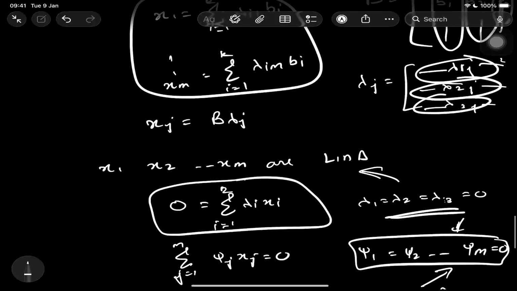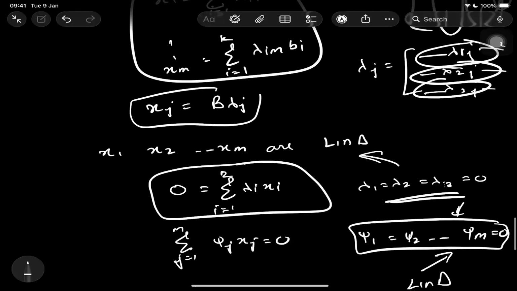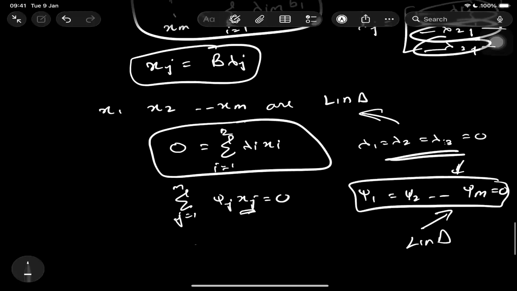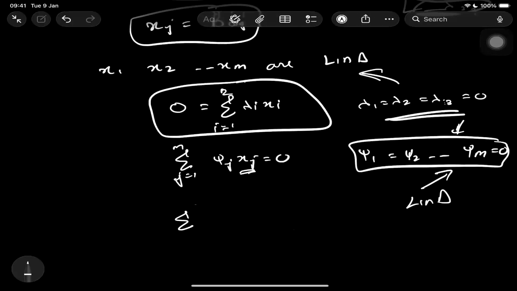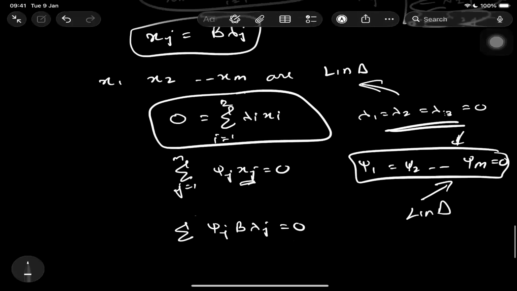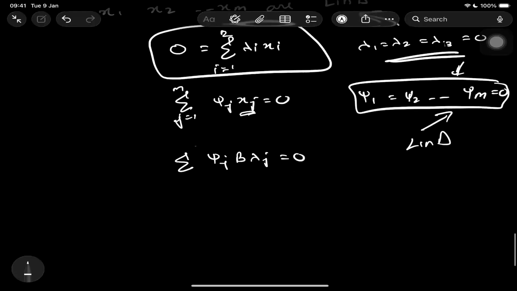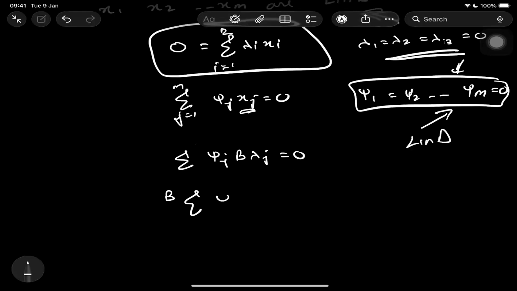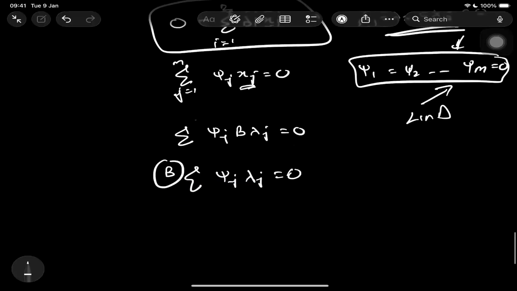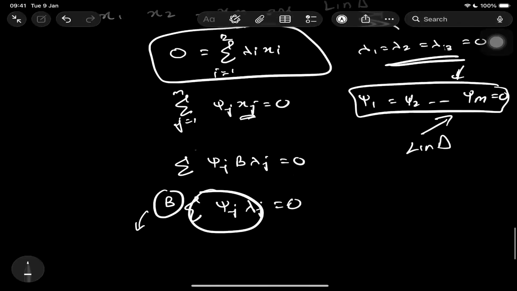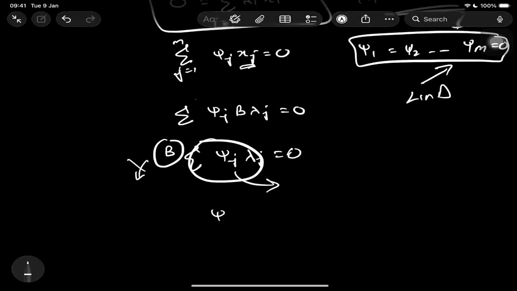So now from what we got here, let's substitute it. So instead of xj, I write b lambda j. So summation psi j b lambda j equals 0. Right? Now what I can do is I'll just move b out. So this lambda j equals 0. So this means that either this is equal to 0 or this is equal to 0. Now this is our B matrix, so this can't be equal to 0, right? Hence the only possible solution is that this is equal to 0. So lambda j, this summation, equals 0.